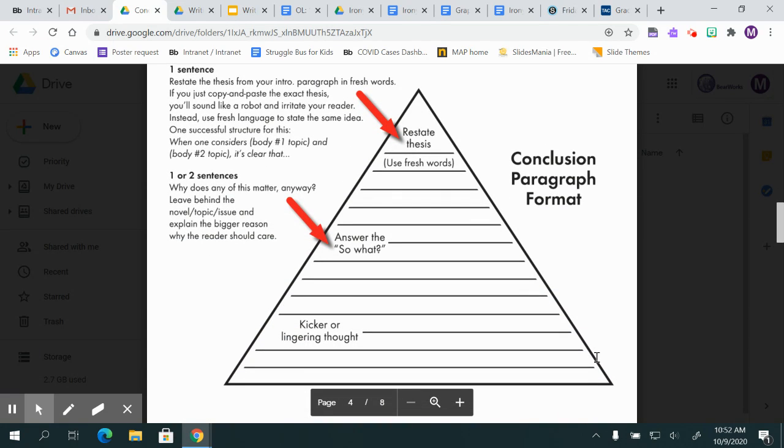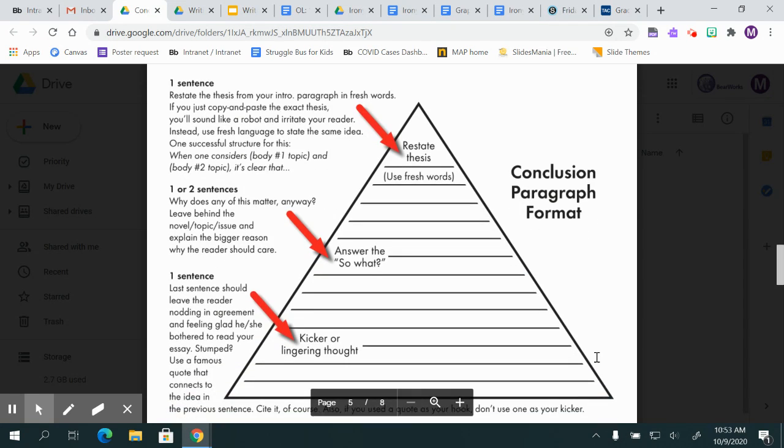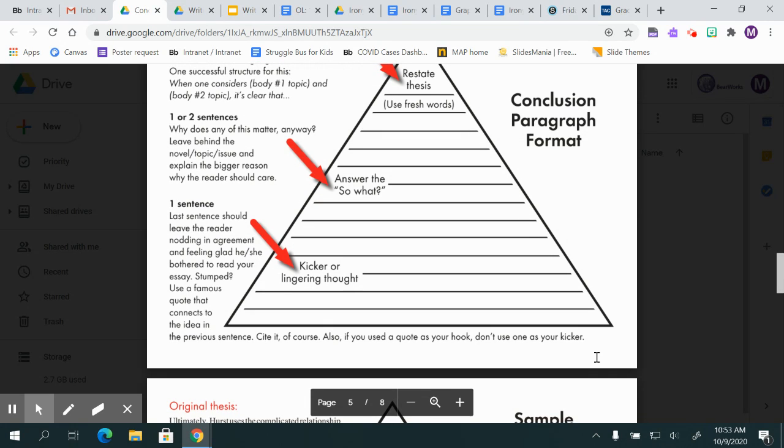Again, why does it matter? You want to leave behind the novel, you want to restate what you are using, okay, or the topic and the issue. And then again, explain the bigger reason. So you could say in the short story, blank, the author uses the idea of blank to do this, and it shows us that blank, okay? Again, why should the reader care? And then finally, you have your lasting ideas.